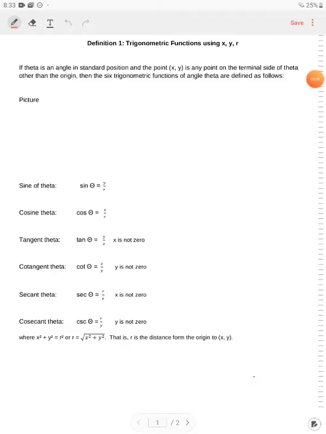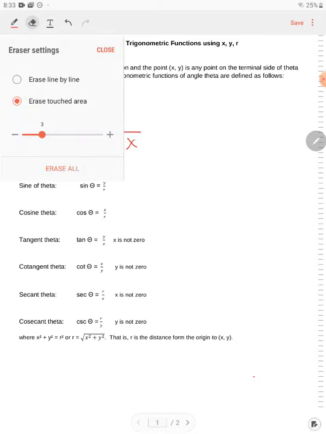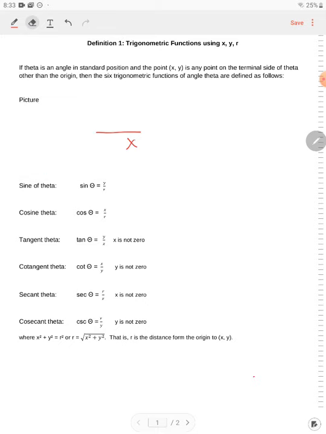The first definition of the trigonometric functions we'll talk about involves x, y, and r. If you remember, the initial side is along the x-axis, and we're going to draw a right triangle here. The terminal side is from the origin to the point. So this is r, and this is y.